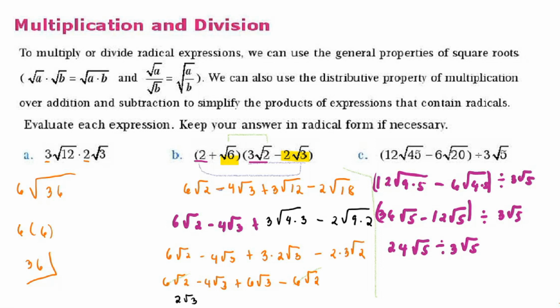We can divide this one because the radicand is the same, which is square root of 5. So we can divide 24 by 3. The answer is just 8. Okay, so that's the final answer for that.